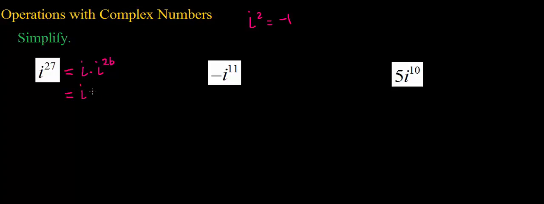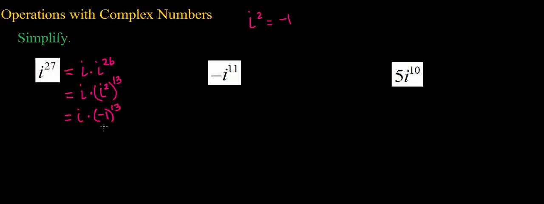Now this one, I'm going to go ahead and break it up more. And I'm going to break it up into i squared raised to the 13th power, because I know that 2 times 13 is still 26. Why do I do this? Because I want to get access to i squared, because now I can take i squared and change i squared to -1 to the 13th power.